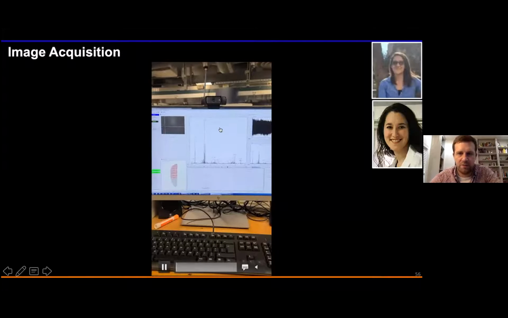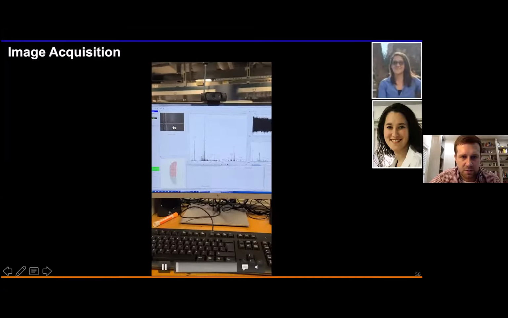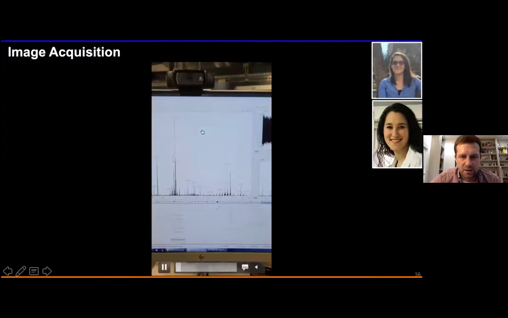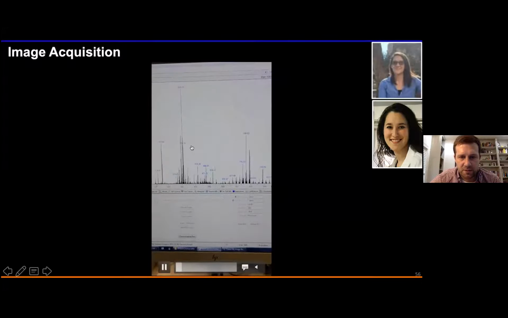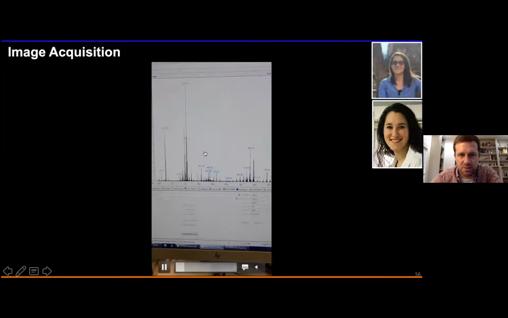So here's an example of us acquiring an image. Chelsea and Julia, you can see in this upper left-hand picture of the camera here, the laser is firing roughly every second or so, and it is generating a different mass spectrum at each point. So this is a relatively slow acquisition that we're obtaining at the moment. And you can see the spectrum is updating every second or so.